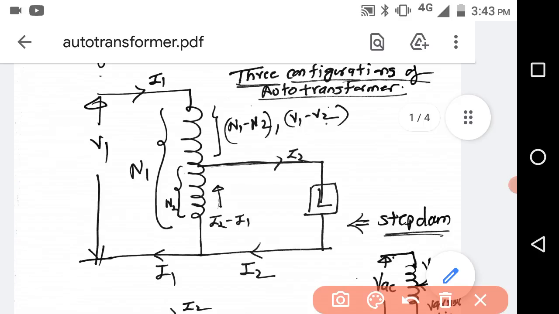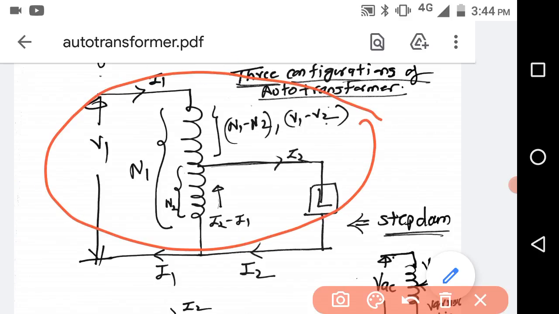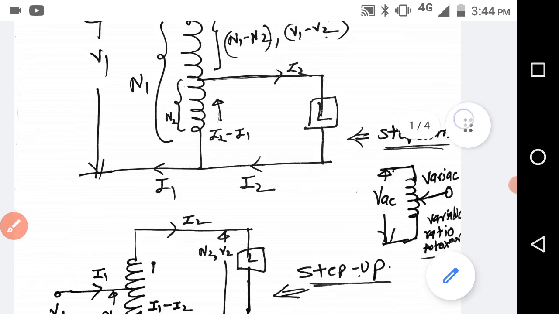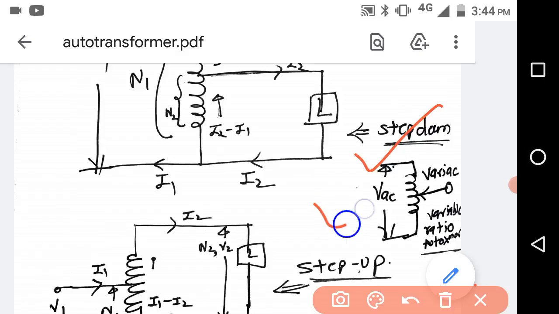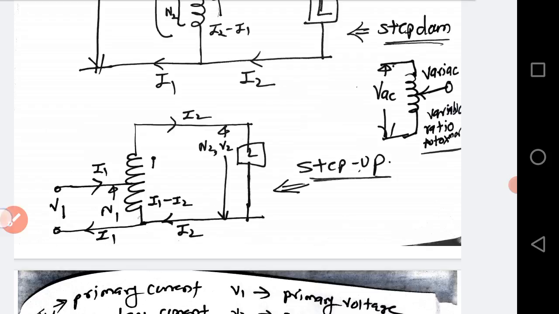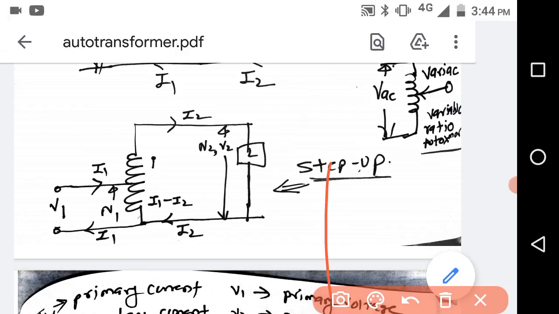So let us see. There are three configurations of auto transformer. This is a step down configuration. Here the auto transformer is used as a variable ratio transformer, or a VARAC, which is giving variable voltage. Third is a step up auto transformer.